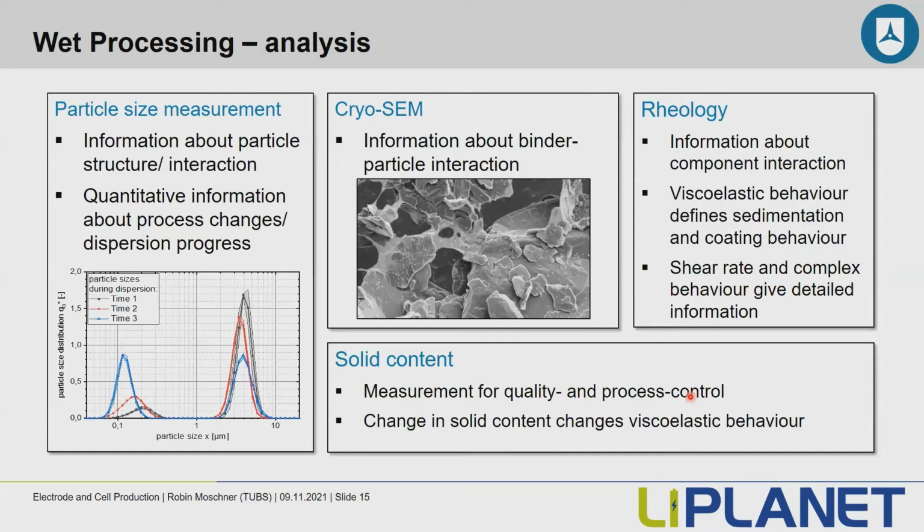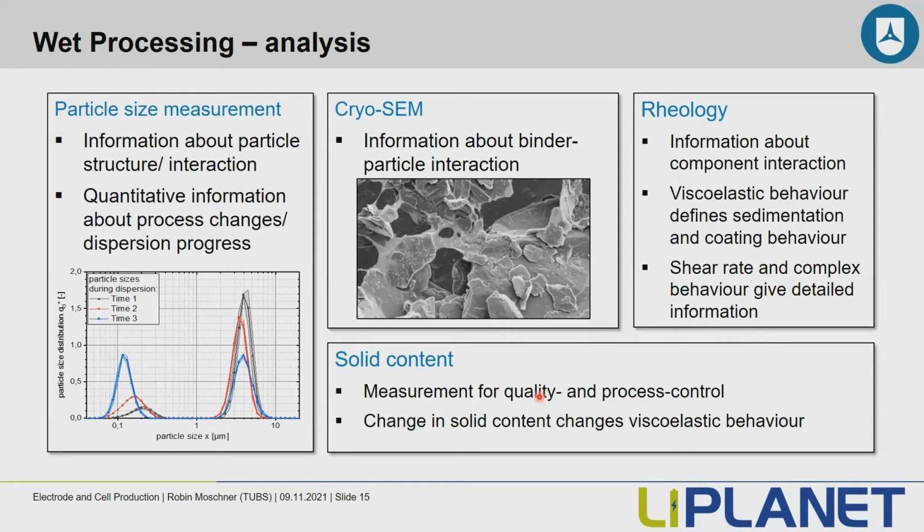Analysis methods to characterize our slurry are, for example, the particle size measurement again, which can show us the progress of our dispersion process. For example, when you see here, the dispersion time increases, the particle size distribution changes. Or we do cryo-SEM measurements, so we cool down our electrodes very fast, for example, with liquid nitrogen, and then we freeze dry them and we get these pictures. From these pictures, we then can draw information about the particle binder interaction. Or we do rheology analysis, which gives us detailed information on the component interaction. As I said, the viscoelastic behavior is a very important parameter. And for example, we can do shear rate or complex rheological measurements to give us information about the characteristics of our slurry.